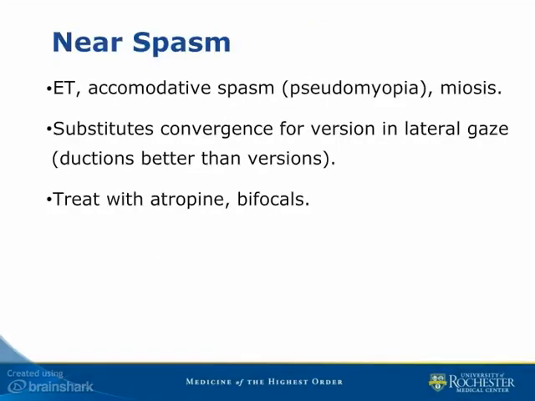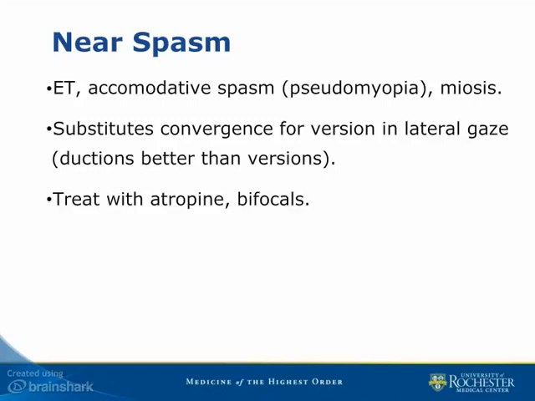Another interesting case of acquired esotropia, usually in adults, is near spasm or spasm of the near triad. These patients will have esotropia as well as accommodative spasm, which causes pseudomyopia and blurring of their vision, as well as miosis of the pupils. One characteristic pattern these patients have is they'll substitute convergence for lateral versions in the lateral gaze. So instead of adducting the eye, they'll have convergence.